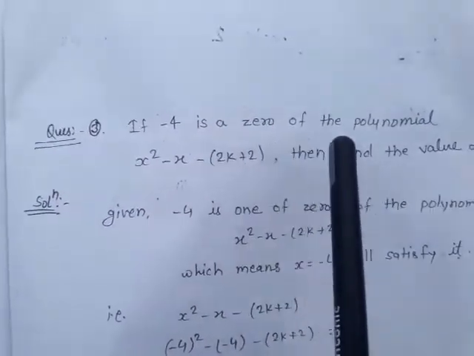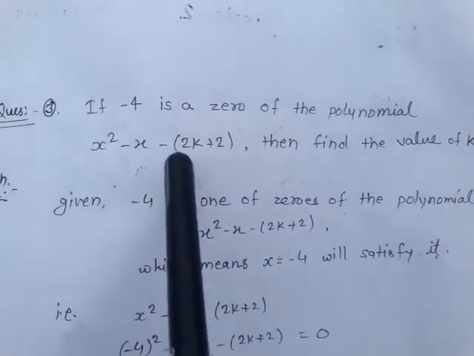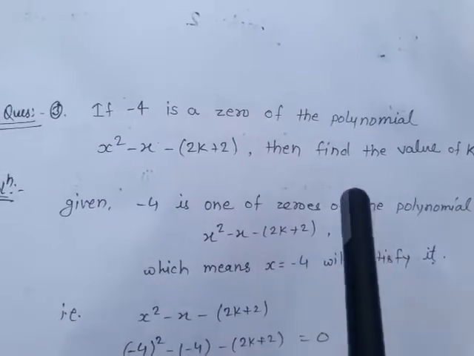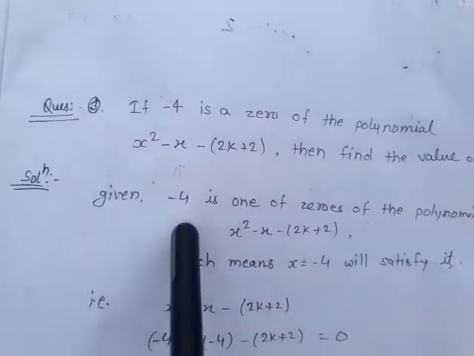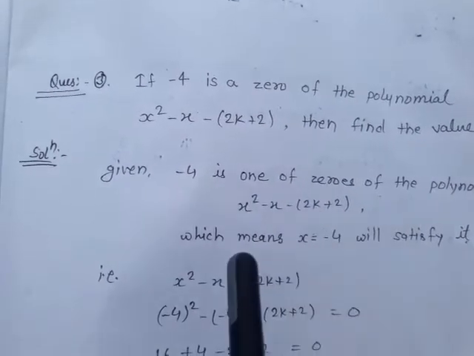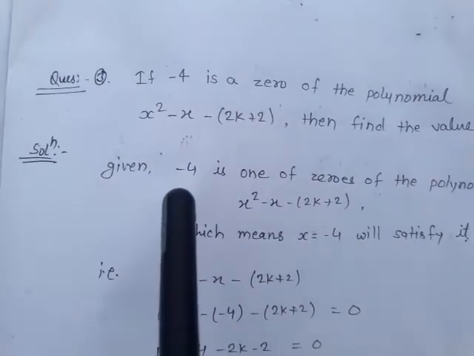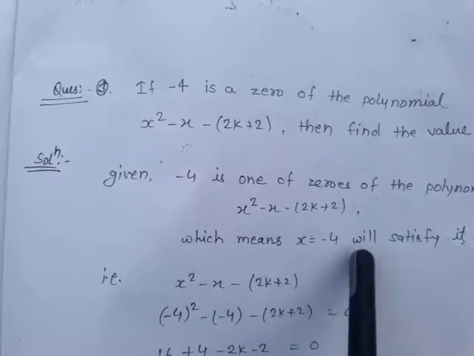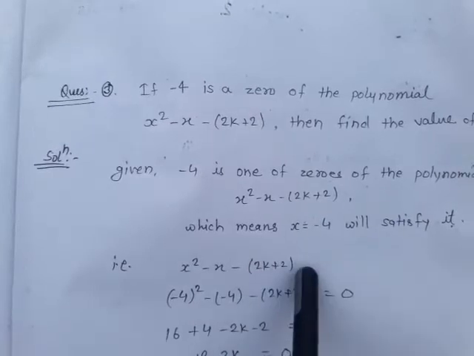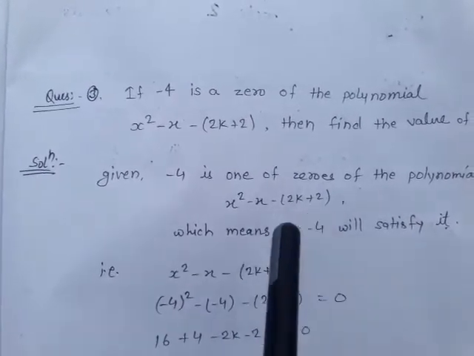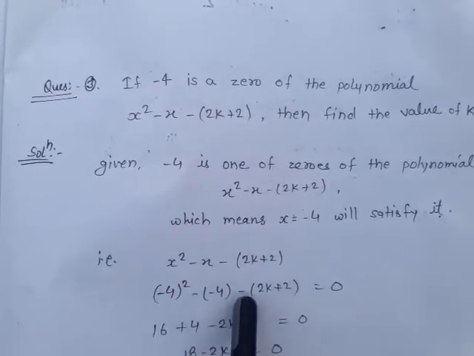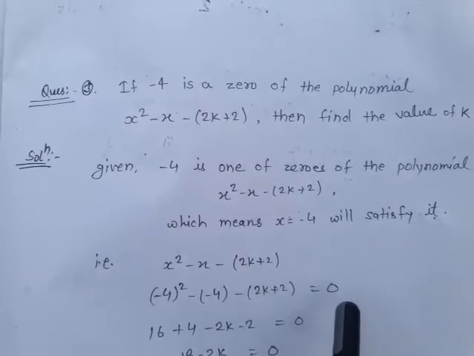If minus 4 is a zero of the polynomial x square minus x minus (2k plus 2), then find the value of k. In this question, one zero is given, that is minus 4 is one zero of the polynomial x square minus x minus 2k plus 2, and we find the other value. One zero is given, minus 4, which means x equal to minus 4 satisfies this polynomial. In place of x we put x equal to minus 4, so it gives 0, that is minus 4 whole square minus (minus 4 minus 2k plus 2) equal to 0.